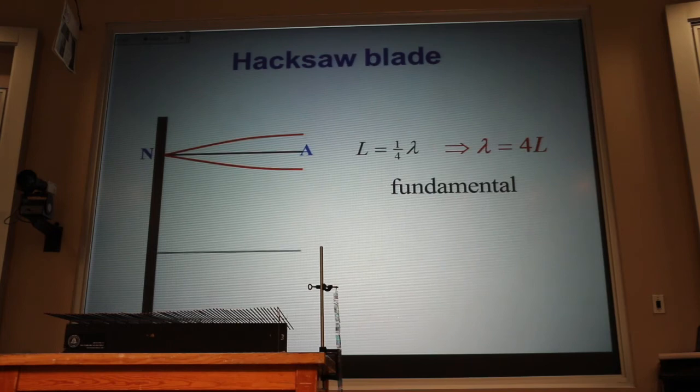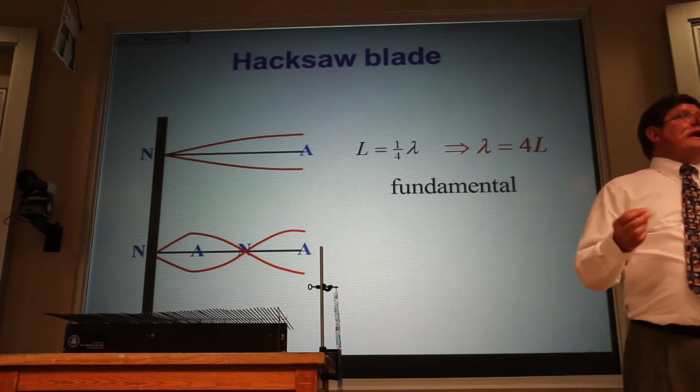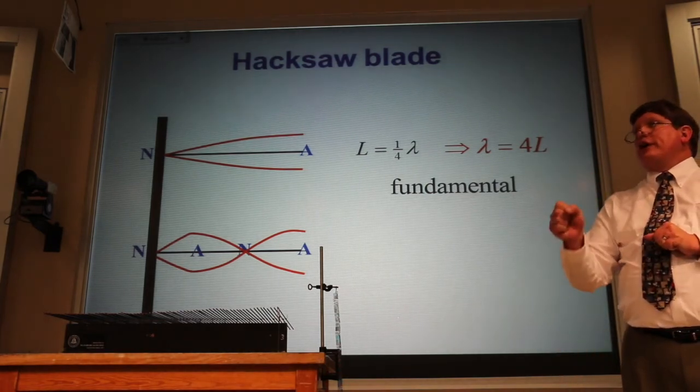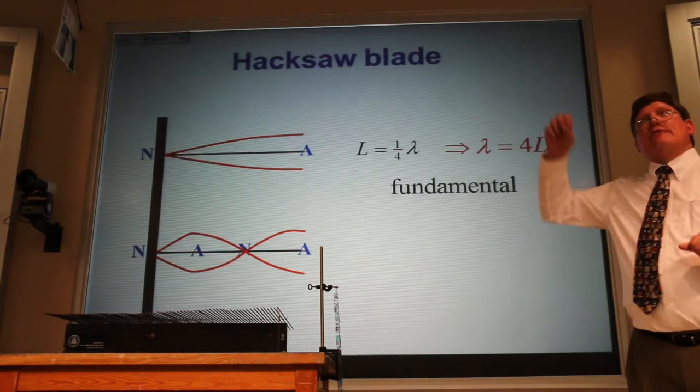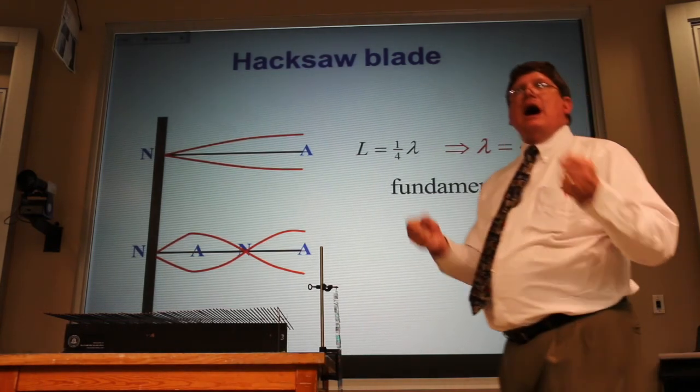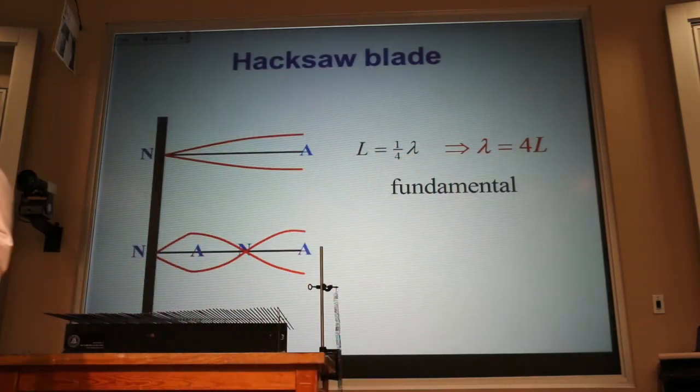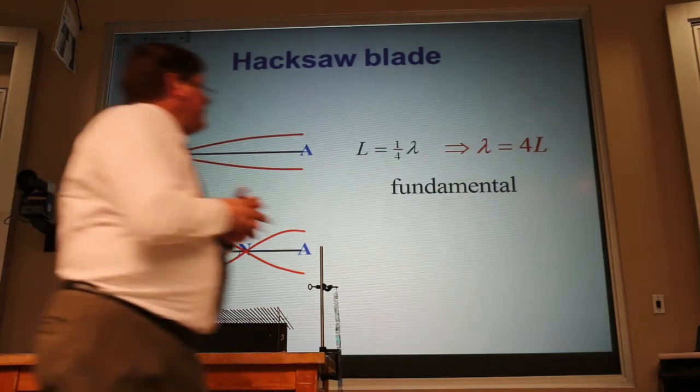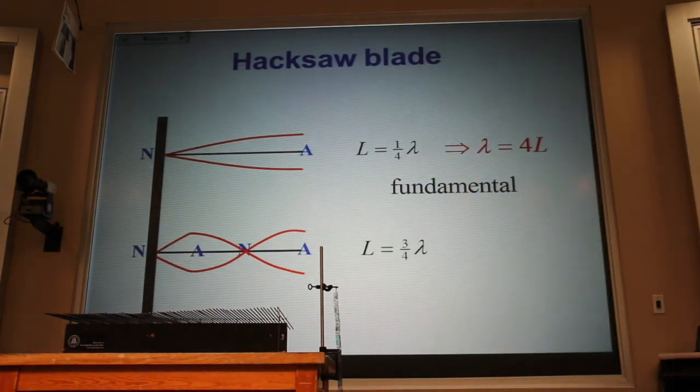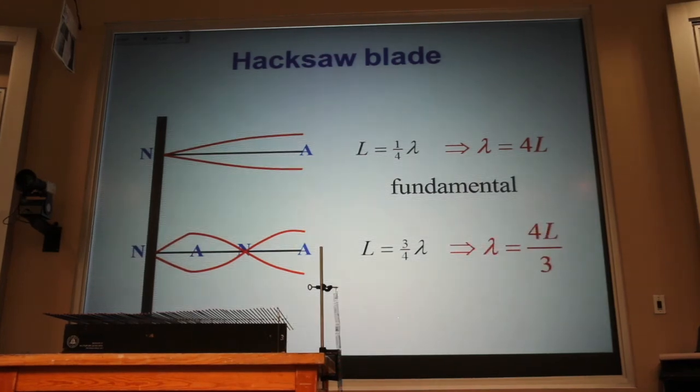But if I go to the next allowed resonance, I still have to have a node there and an antinode there. When I go to the next higher resonance, I always add a football. So watch what happens. How many footballs do I have? One and a half. Another way of saying that is three half footballs. I went from a half football to three half footballs. I tripled the number of footballs that fit in the system. That means my footballs have to get smaller by a factor of three. What that means from the wave equation is that I'm going to have a frequency that is now three times the fundamental.